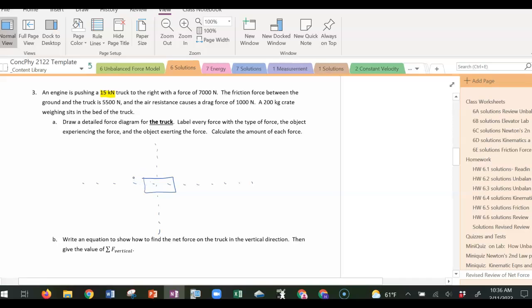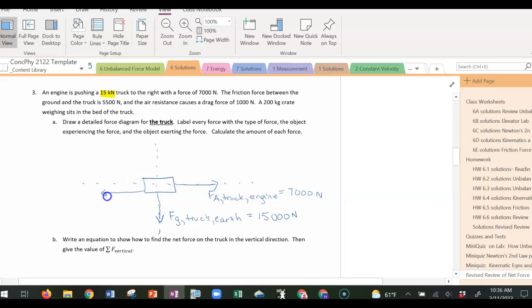Okay, so they're giving me the weight of the truck. Okay, so the gravitational force on the truck is 15 kilonewtons. That's the same thing as 15 times 10 to the third, or 15,000 newtons. The engine is applying a force on the truck to move it toward the right, and that has a value of 7,000 newtons.